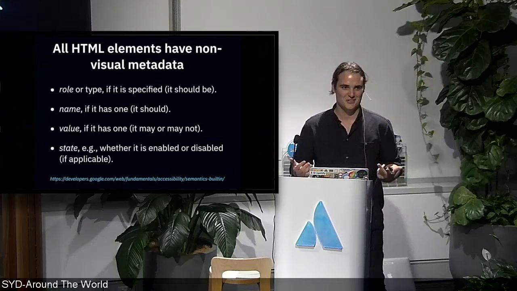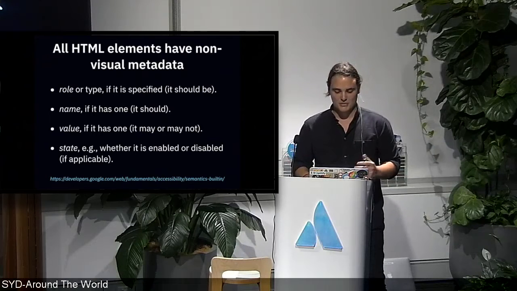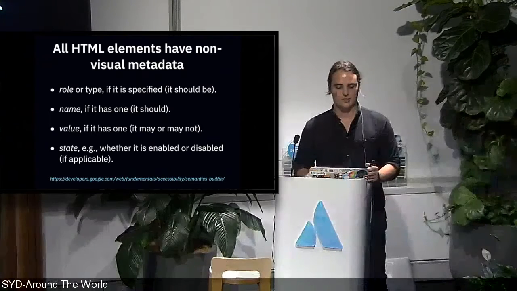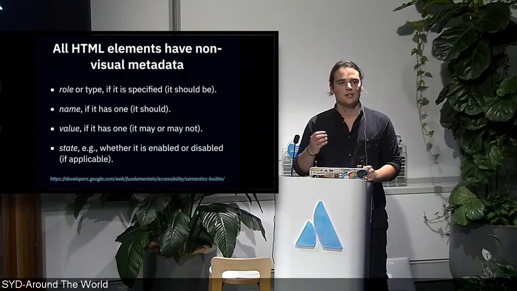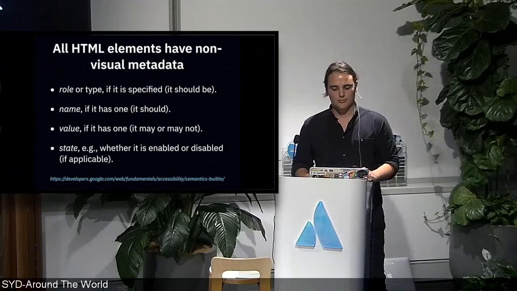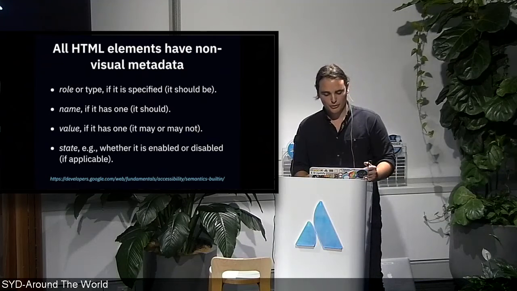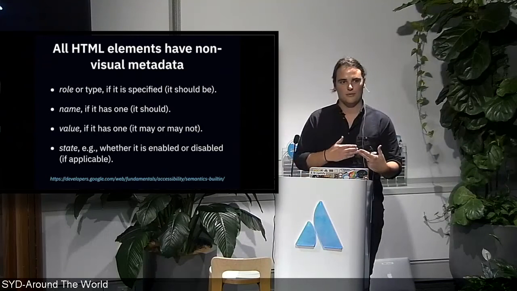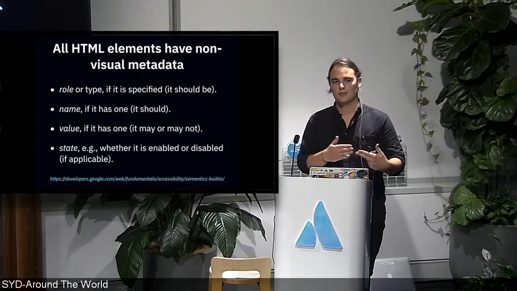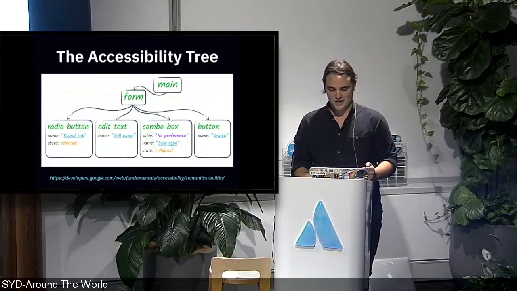when you're coding and writing HTML, every element has some non-visual metadata that goes along with it. You might think of a button as a visual button, but it's also got this other data that comes along with it when it's in the document. It's got a role, a name, a value, and a state, and all of these things contribute to how that element is expressed in a bunch of different situations.